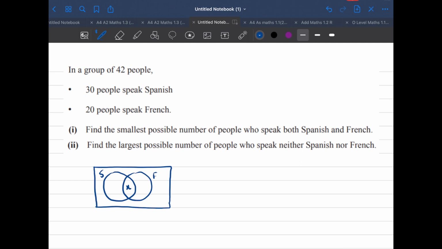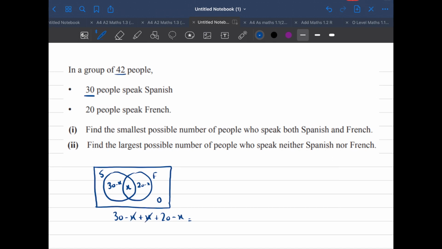There's no value given to us for people who don't speak Spanish or French, so I'm going to assume it's what? 0. Total Spanish are 30, so this will become 30 minus X. Total French are 20, so this will become 20 minus X. Do you get this? Now let's add this: 30 minus X plus X plus 20 minus X. I can cancel this and equate to what?